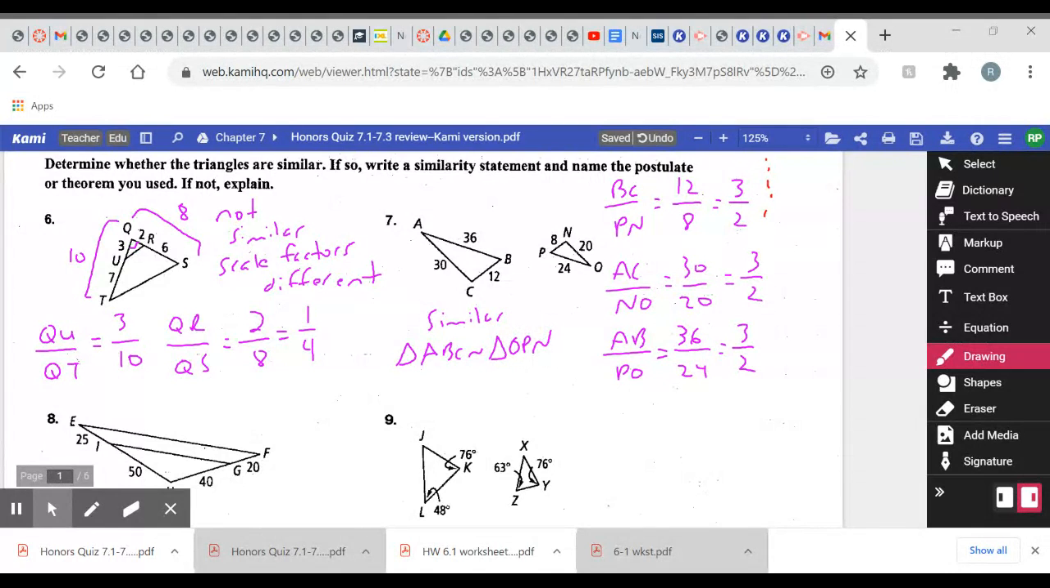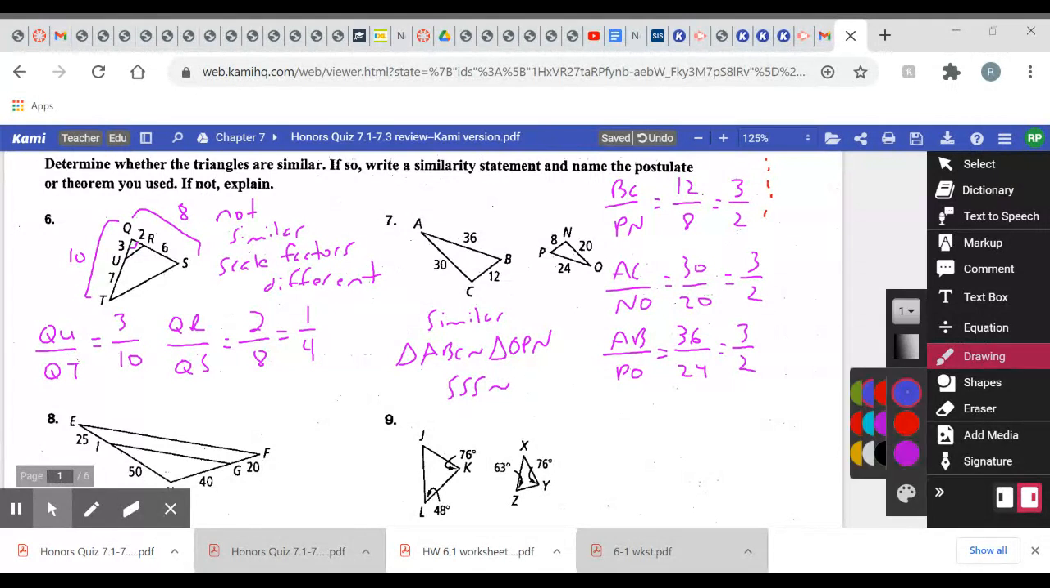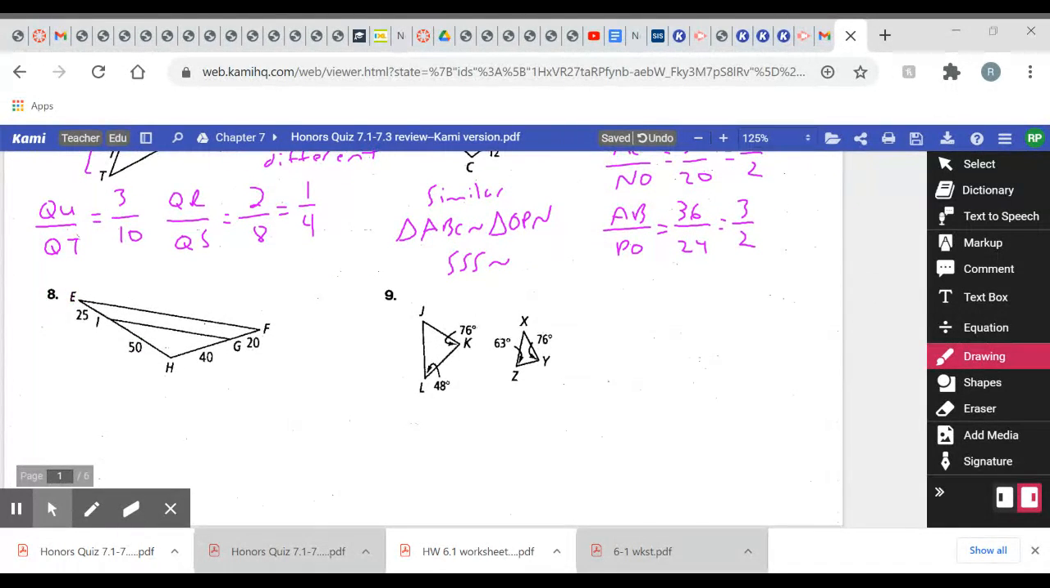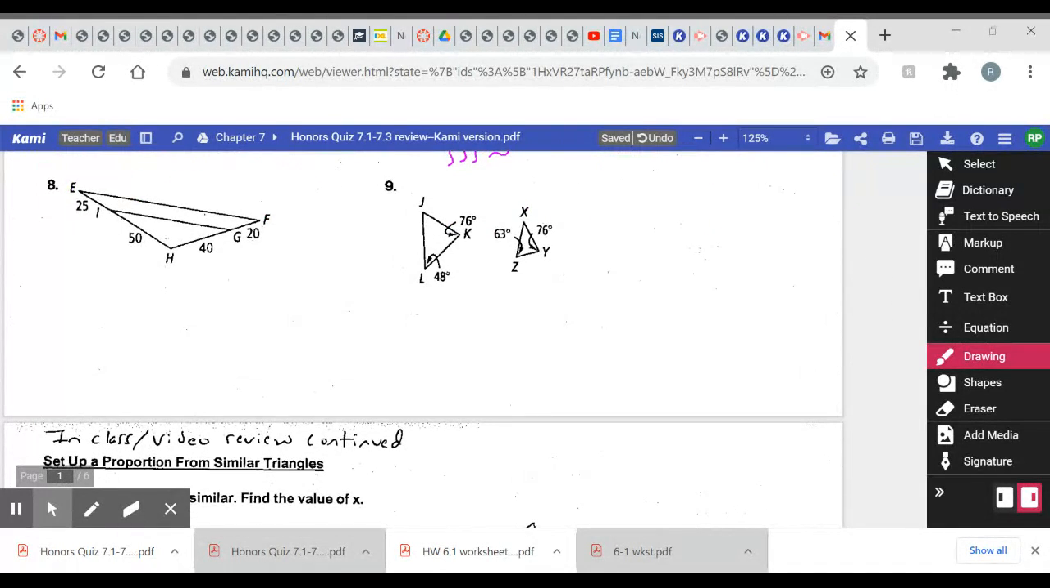Okay, and then now I need to give a reason why they are similar, and in this case, it would be side, side, side similarity. Okay, moving right along, same directions here. In this case, similar to the one that we just did on number 6, they overlap right here. So I need to check the ratios of these sides, and if they're the same ratio, then I could say they're similar by side angle side similarity.